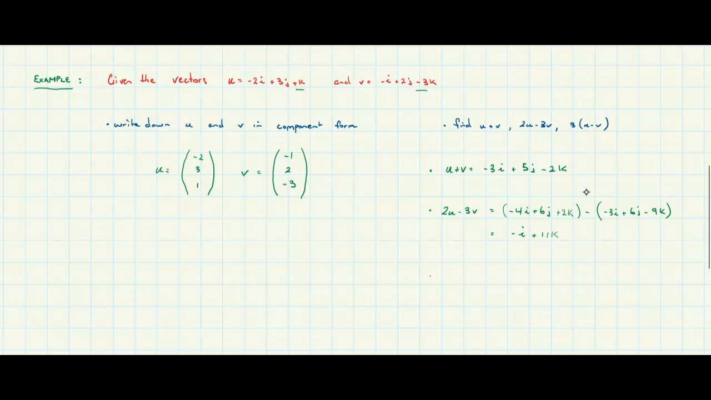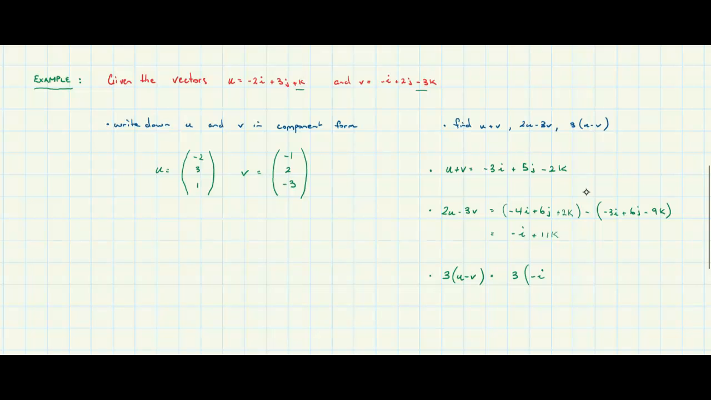And finally, 3u minus v, which will be 3 lots of, right, so u minus v, we're going to go -2i minus -i, so that's -i.